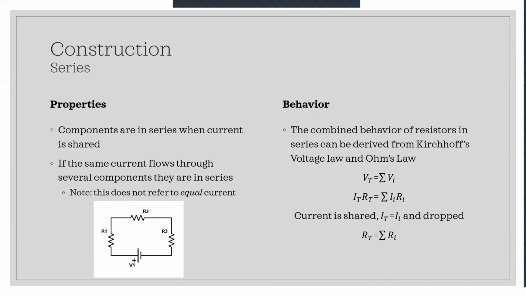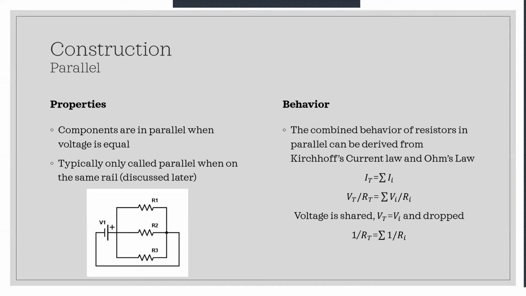Now on to parallel construction. Components are in parallel when they have equal voltage and are on different paths in the circuit. We can take this to mean that if several components are fed from the same point and eventually come back together, they are in parallel.